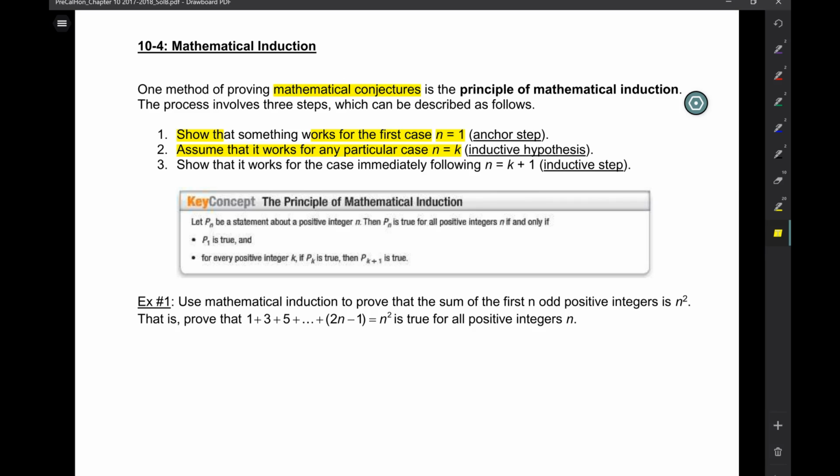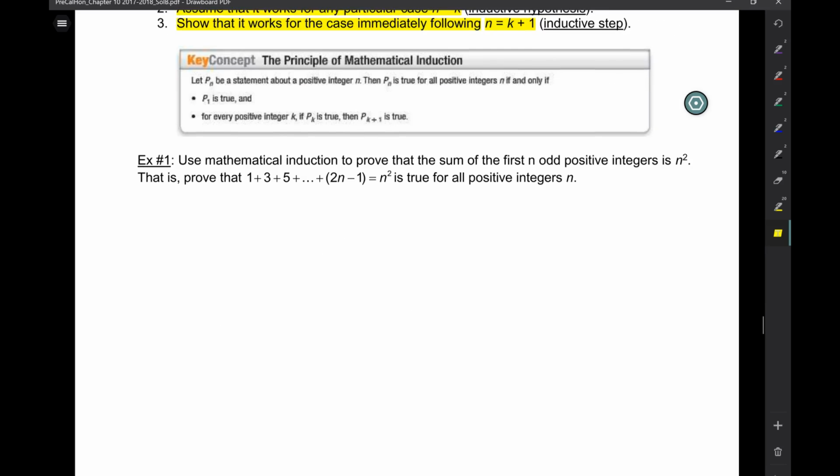Now, if you can show that it works for the case immediately following, for n equals k plus 1, then you've proven the conjecture. All right? So you prove it for any random number, and you're like, okay, maybe we got lucky. Now, if it works for the very next number, then you're good. Okay? All right, so let's do this first one.